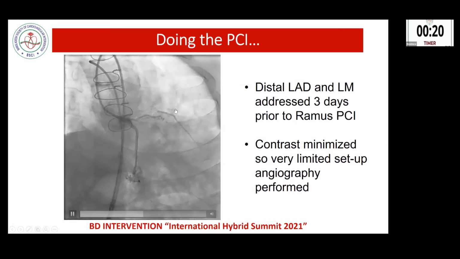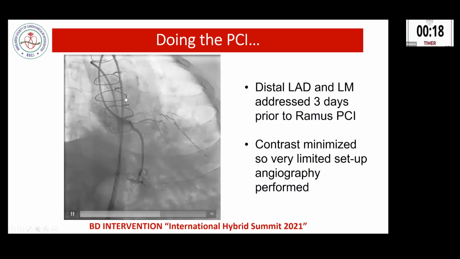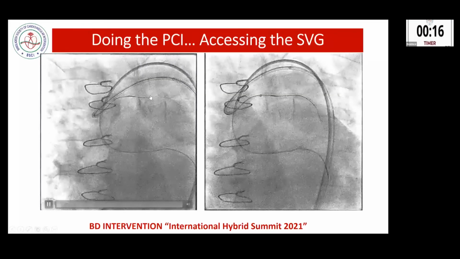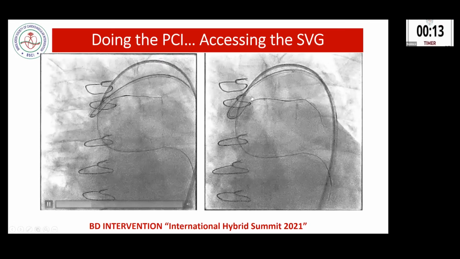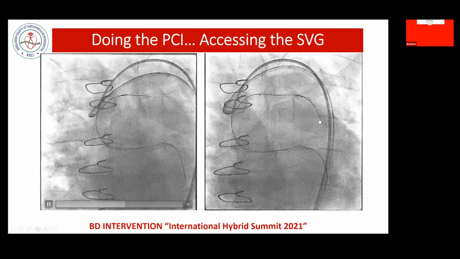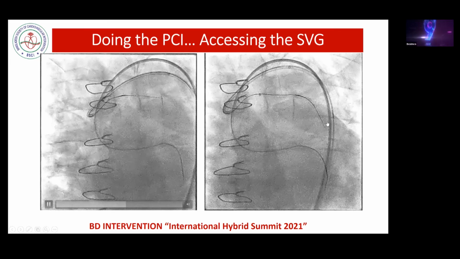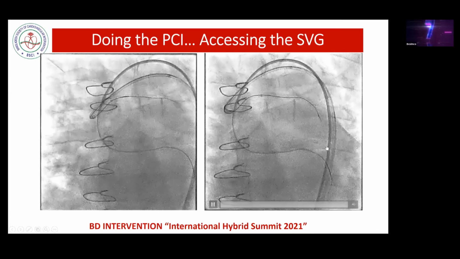So first, we used a pointy wire and a pointy microcatheter to get through the calcium in the proximal part of the ramus. Then, once we were passed through, we used a hydrophilic wire to pass the distal calcium and knuckle through into the ramus.